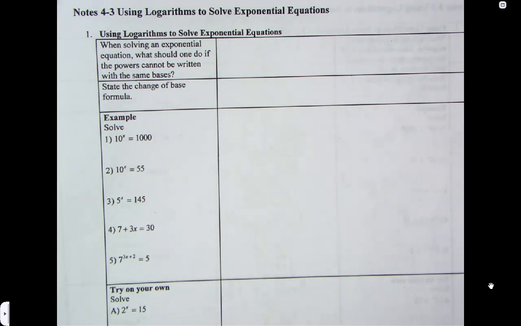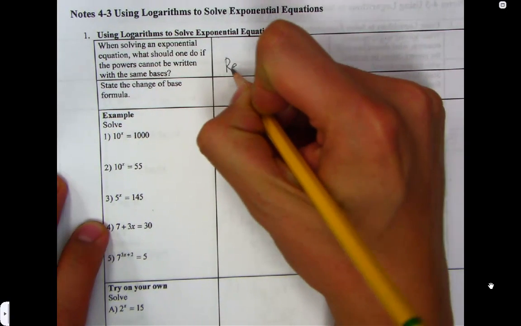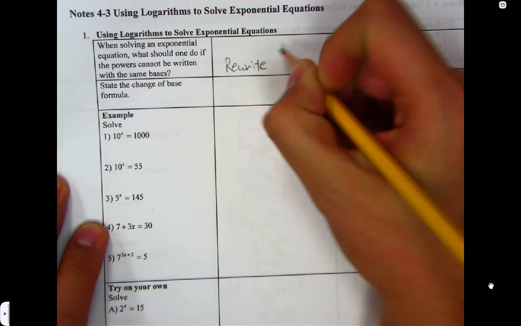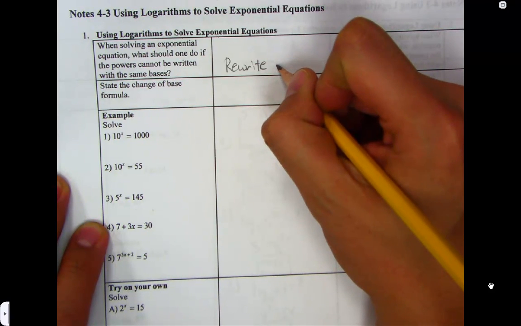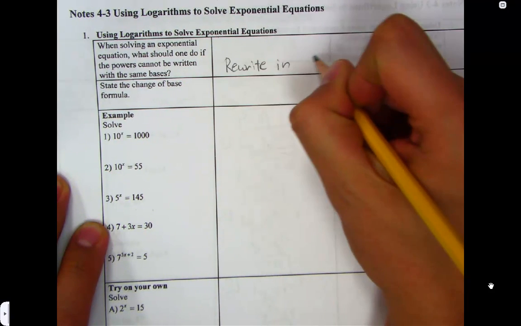Notes 4.3. Using logarithms to solve exponential equations. When solving an exponential equation, what should one do if the powers cannot be written with the same base? So if you can't do that, you have to rewrite in log form.